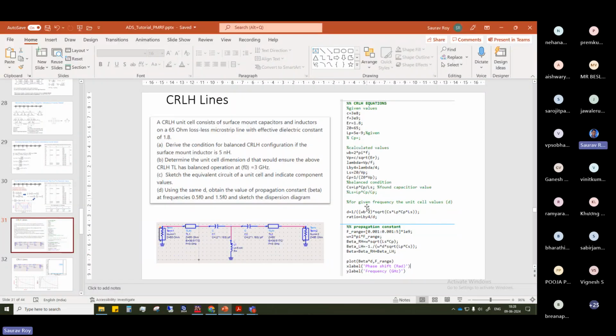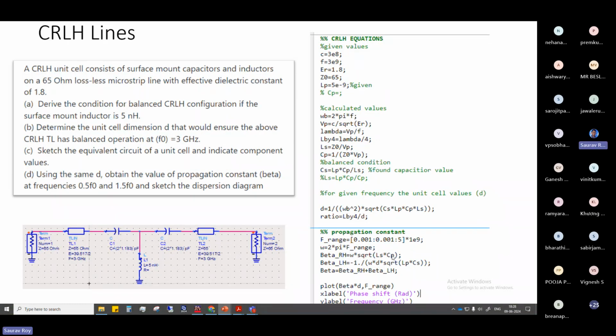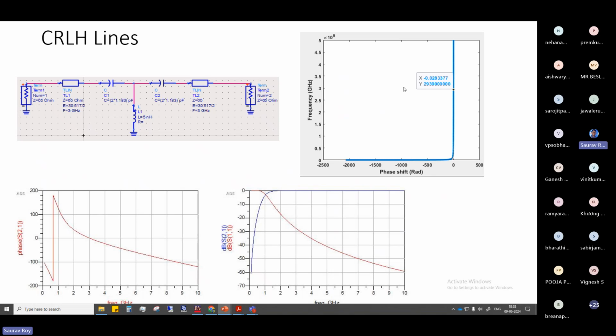Once we use all these equations, from the same equations we calculate the D. And when that is done, we get the beta for right-handed and beta for left-handed. Again, the same equation: omega square root LSC for right-handed, and for left-handed it is 1 over omega times this. And this plot has been plotted here from MATLAB.